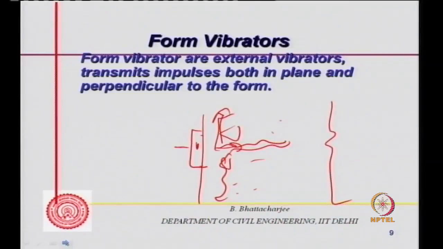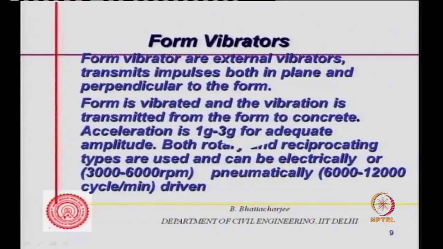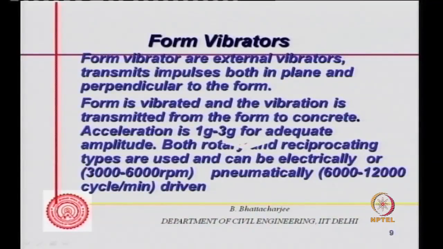I deliberately didn't want to put in a figure because then I'll be going too much into the equipment part of it. Now, the form is vibrated and vibration is transmitted from the form to the concrete. Its acceleration generally ranges from 1G to 3G for adequate amplitude. Both rotary and reciprocating types are used and can be electrically or pneumatically driven. So basically, you can have both rotary type and reciprocating type, and they can be electrically or pneumatically operated.